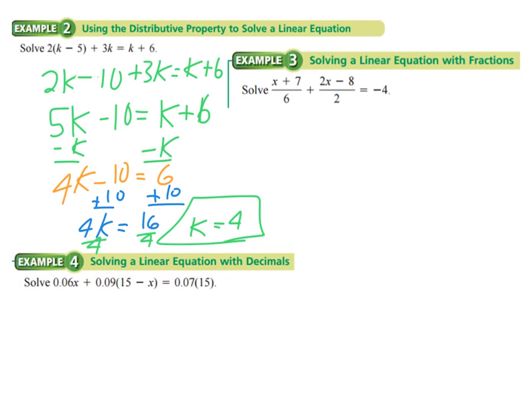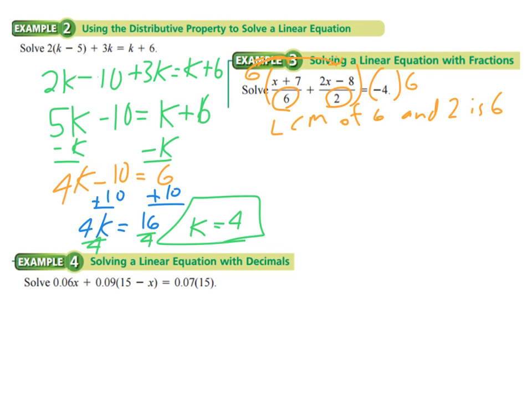Looking at example 3, solving an equation that has fractions in it. Notice that the denominators are 6 and 2. The least common multiple of 6 and 2 is 6. So if I multiply both sides of the equation by 6, that will eliminate all of the fractions, which is very nice to have done. The 6 will distribute here, so we're using our distributive property.